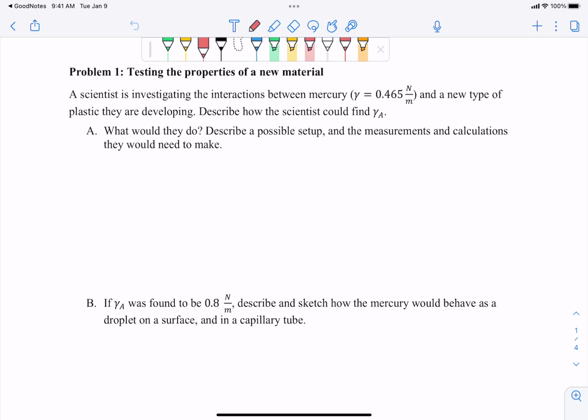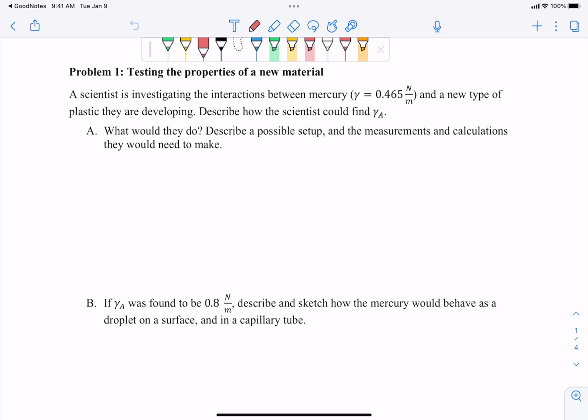So yeah, 2 people so far are on the right track there. One way or another, you're going to put it into some kind of tube or pipette, right? And you could fill it with a certain fluid, in this case, mercury. So we know that mercury has a surface tension of 0.465 newtons per meter.